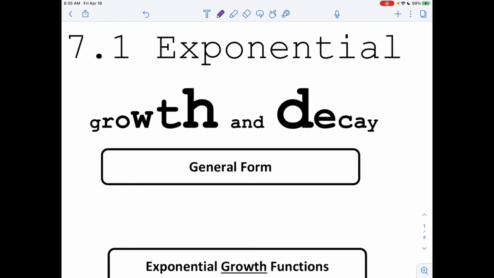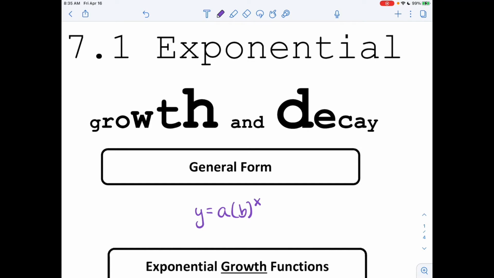So the general form of the exponential equation is that y is equal to a times b raised to the x power. So this is a little different. Our x has never been part of an exponent. That's why it's called an exponential function.